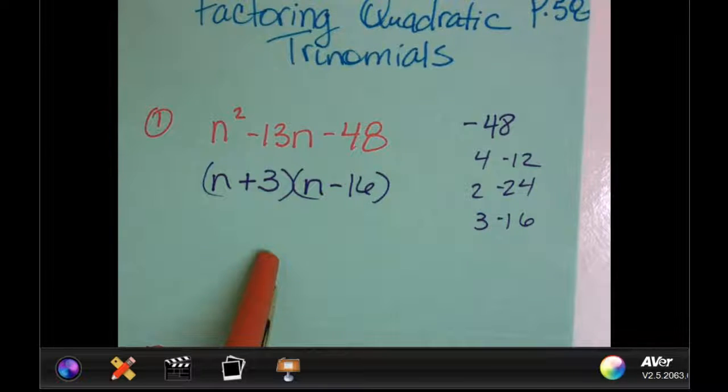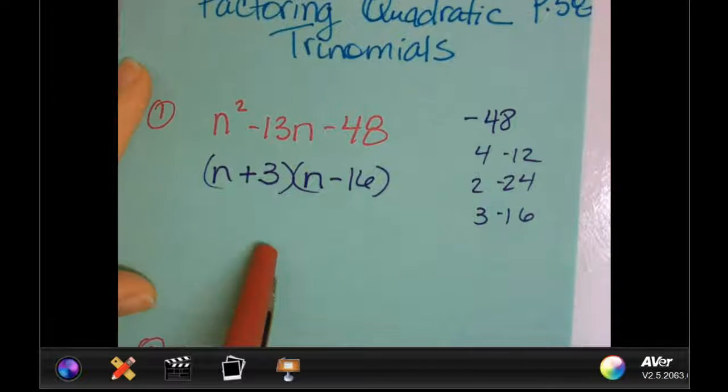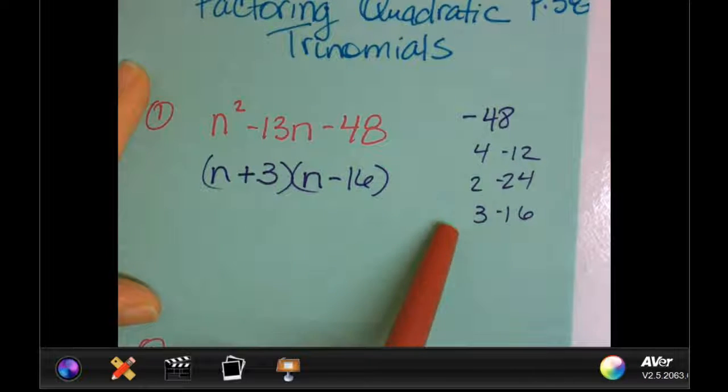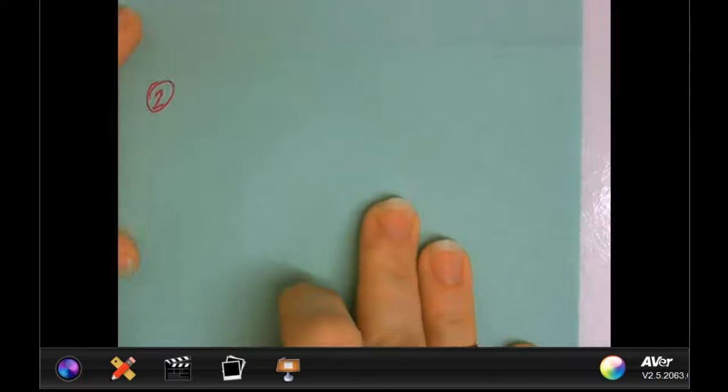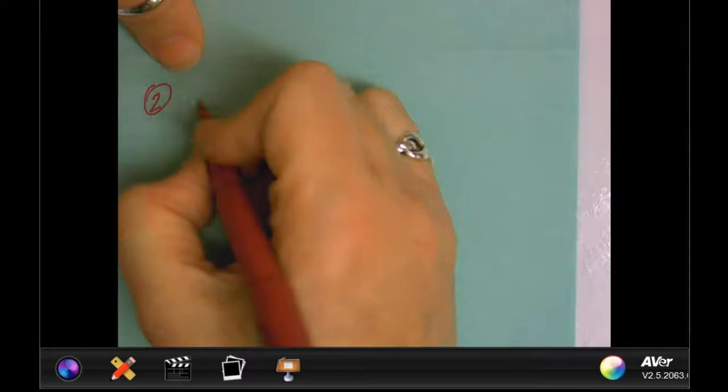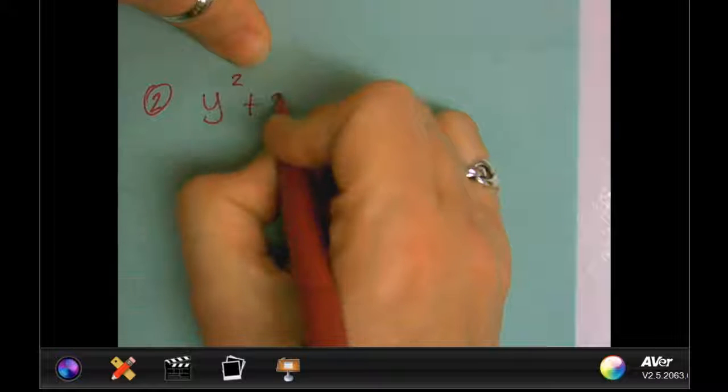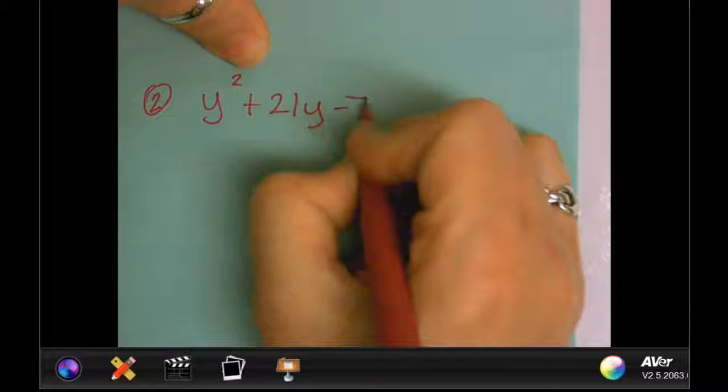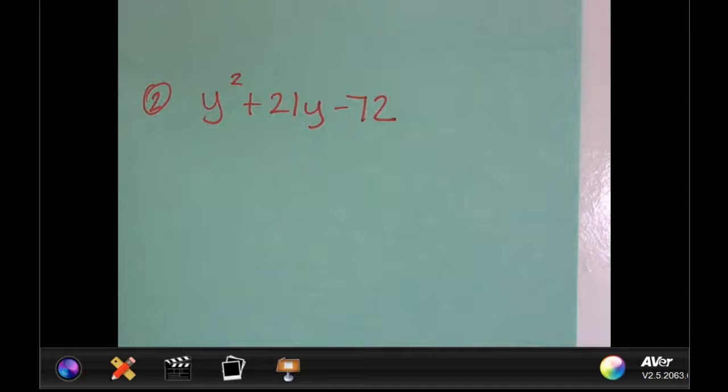So make sure you know what's being asked of you so you don't go too far, but that you also go far enough if you were supposed to solve it. Because sometimes when you're supposed to solve it, y'all lose the equal sign and the 0, and then you just factor it and then you just think you're done. So just be careful with that. Okay, so number 2. y squared plus 21y minus 72. Okay, I'm going to give you a minute. I want you to factor that one.